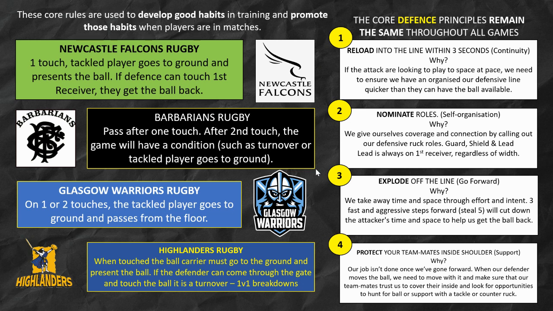And that just allows us to get lots and lots of width in our defensive line. We then get to explode off the line. So we can't bring line speed if we don't have width, and we're not set quickly. So this is our go forward. Why? We take away time and space through effort and intent. So three fast and aggressive steps forwards, or what we call it, steal 5 meters, steal five, steal five. That'll cut down the attacker's time and space, and it'll help us to get the ball back.